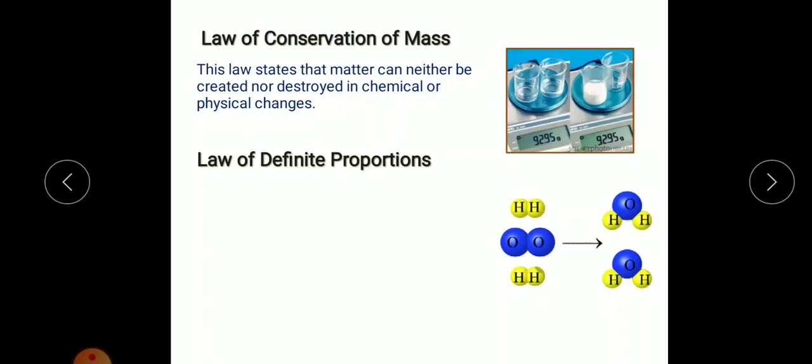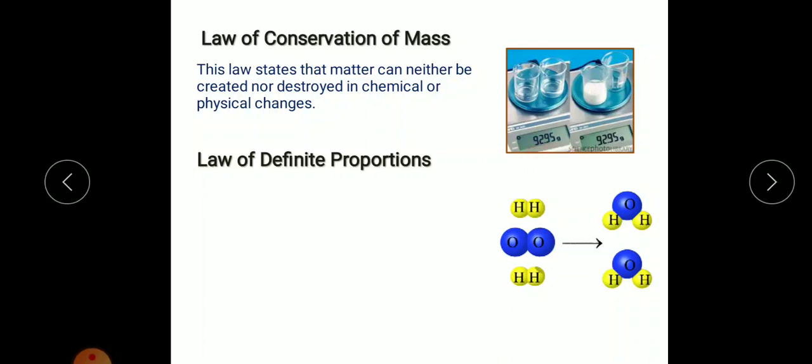Say for example, we'll try to prove this with an experiment. What we have done is we have taken two solutions in two beakers. In one we can take silver nitrate, and in another sodium chloride. Both of them are colorless solutions, and we take the weight of them when we have not mixed the two solutions. So say for example, the weight is coming as 92.95 gram.